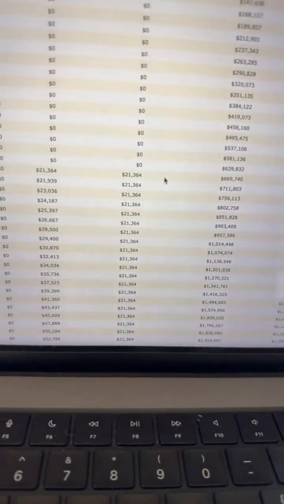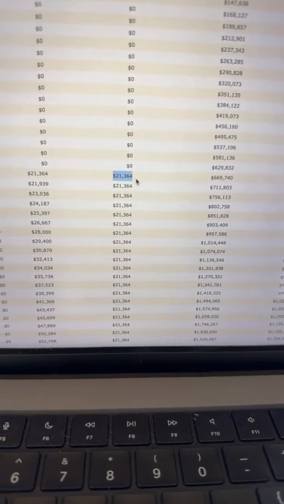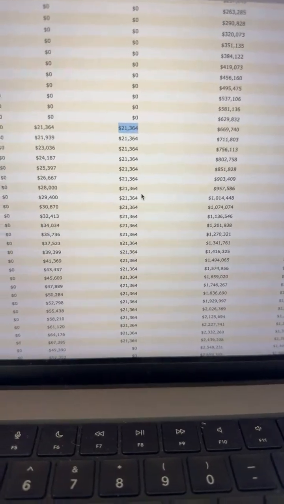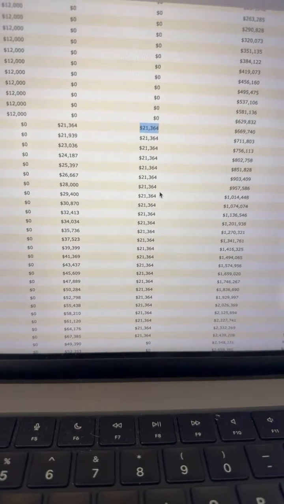Now, instead of getting out $102,000 a year, he's getting out $21,000 a year. That is a drastic difference. Wow, right? It's crazy, right? When you think about that, this just shows.